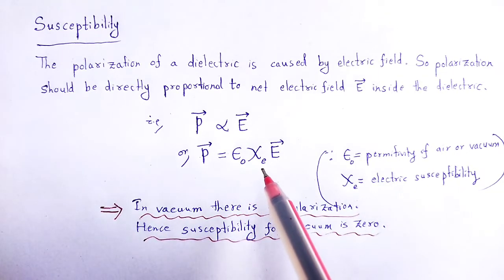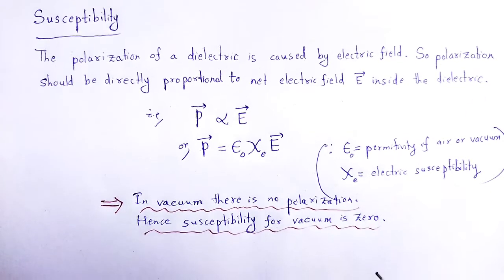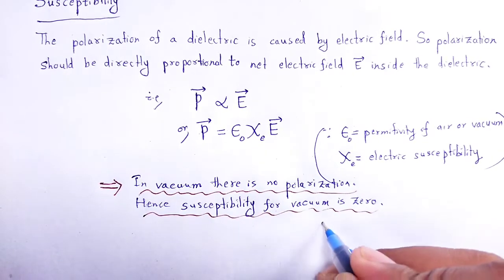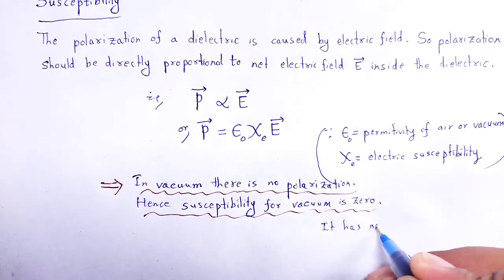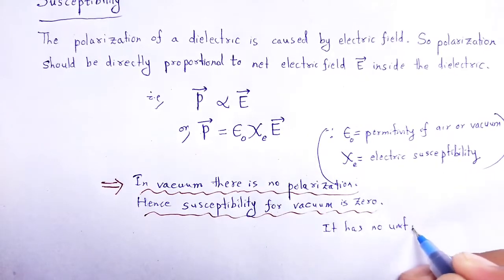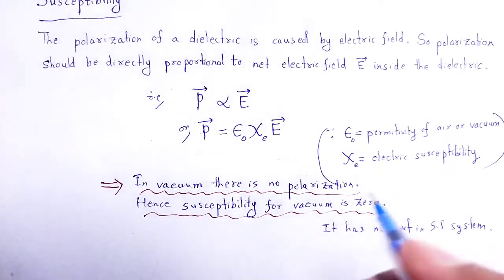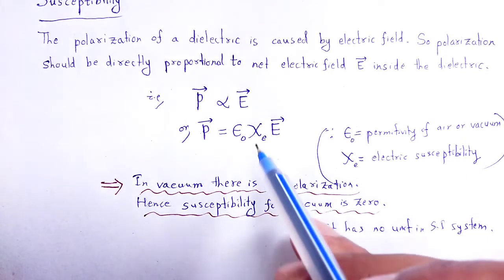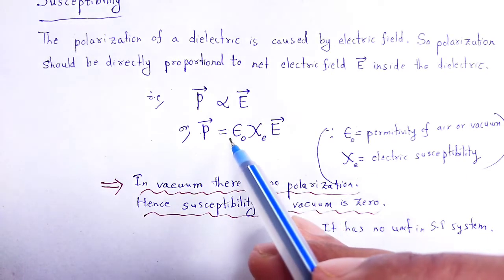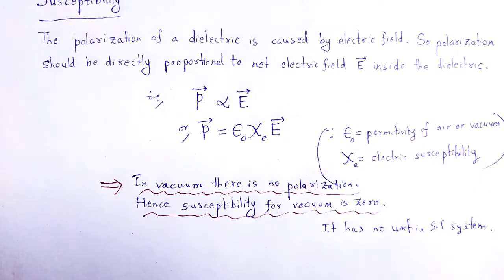Susceptibility has no unit. It has no unit in the SI system. Why? Susceptibility is equal to polarization divided by epsilon naught into E.